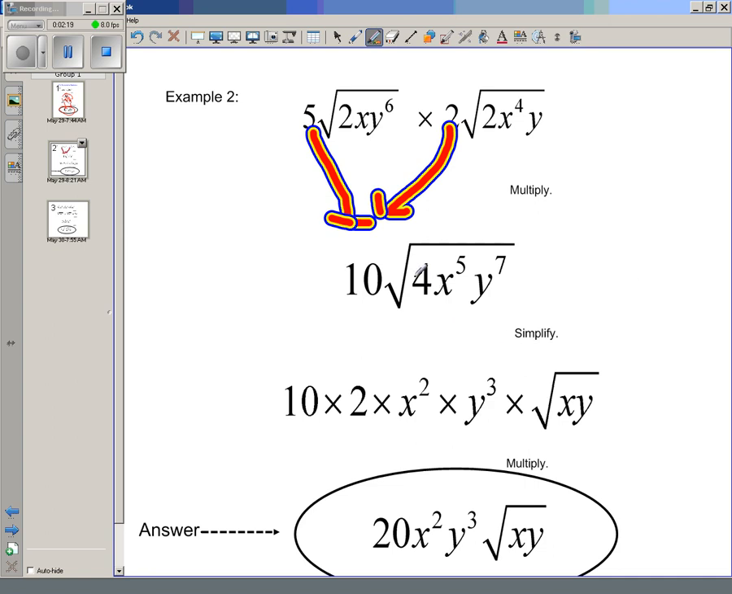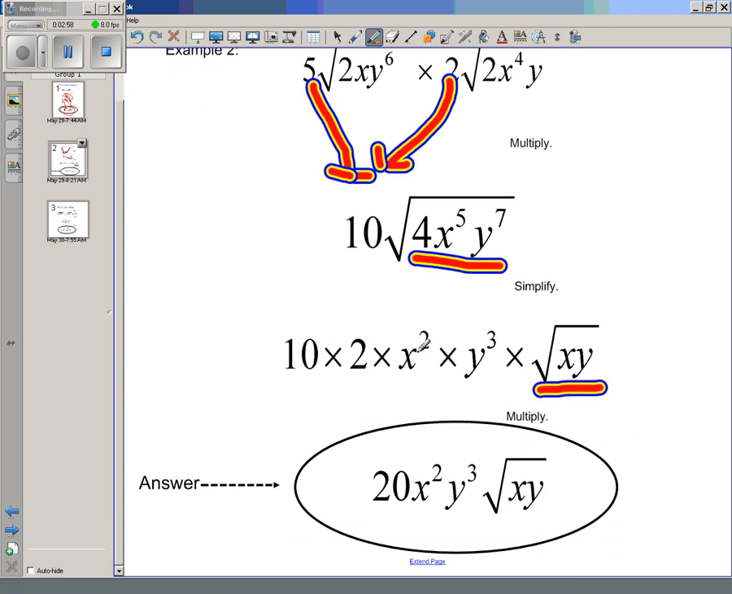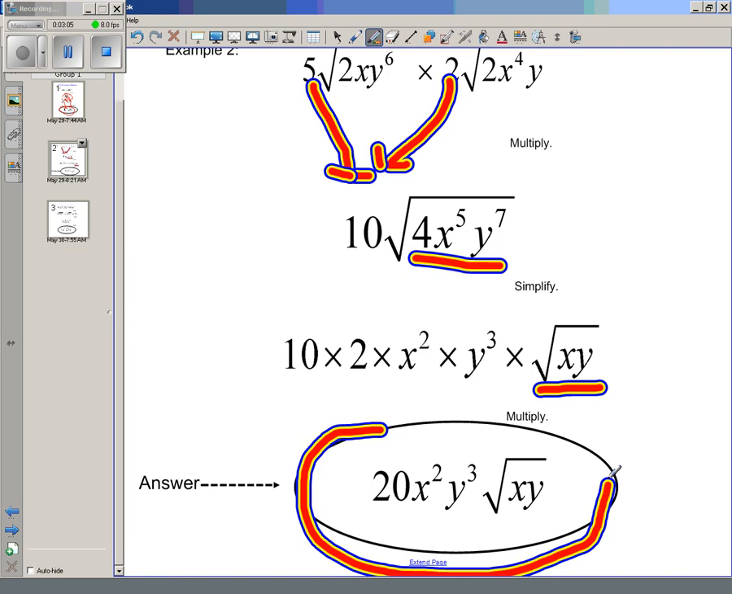Then after that, you want to simplify all of this. So to simplify this, you take 4 and simplify it into 2 because the square root of 4 is 2. After this, you take x to the 4th out of this, and the square root of x to the 4th is x squared. Then you want to take y to the 6th out of this. The square root of y to the 6th is y to the 3rd. And then all you're left with in the radical is an x and a y. So then you multiply 10 times 2 times x squared times y cubed times square root of xy, and your final answer is 20x squared y cubed square root of xy.